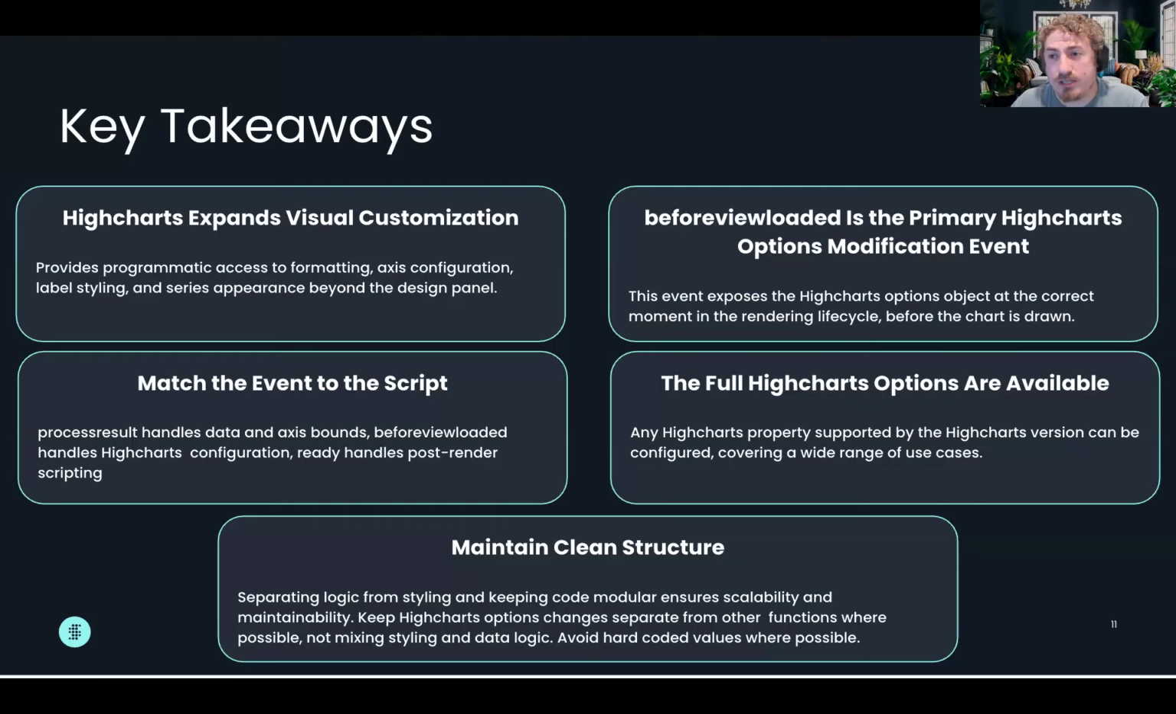So you can check what Highcharts version Sisense uses, and then check the documentation. And if you see a parameter that you think would be helpful, you can just add it to the object if it's not already in the default Highcharts objects. And so you should maintain clean structure.